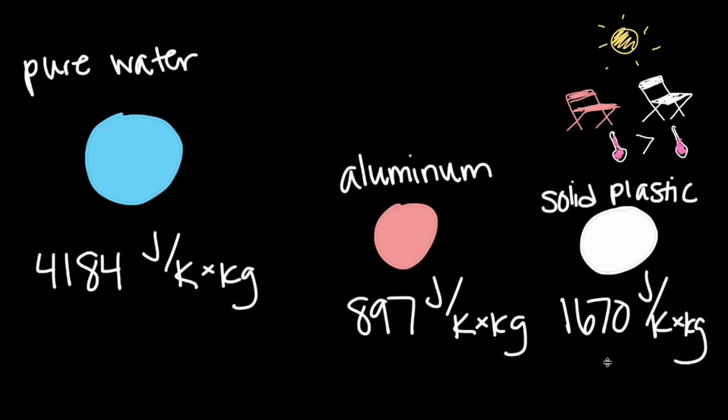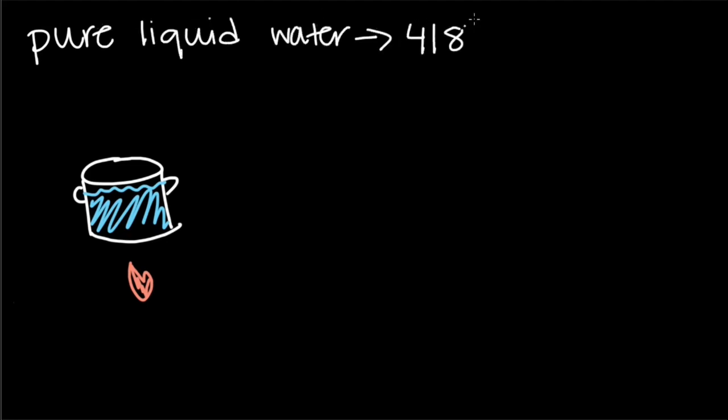Now that we see how the material changes the heat capacity, let's talk a bit more about the mass and go back to our example of the pots. So in these pots, we have pure liquid water, which we know now has a specific heat capacity of 4,184 joules per Kelvin per kilogram. Now the pots themselves also have a heat capacity, but we're going to ignore that to simplify the problem. If this pot has 2 kilograms of water in it, we can calculate how much energy it will take to change the temperature of this water.